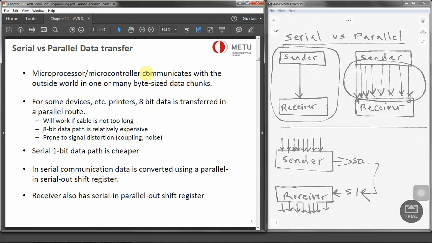And in doing that, we use two types of methods. One of them is asynchronous, and the other one is synchronous. So in serial communication, two methods are used, asynchronous and synchronous. What's the difference? The synchronous method transfers a block of data at a time, whereas the asynchronous method transfers a single byte at a time.